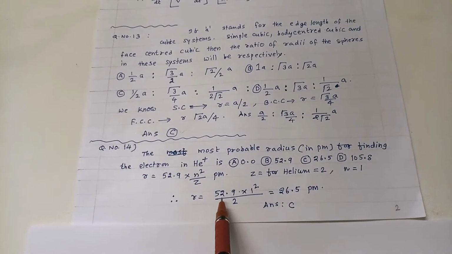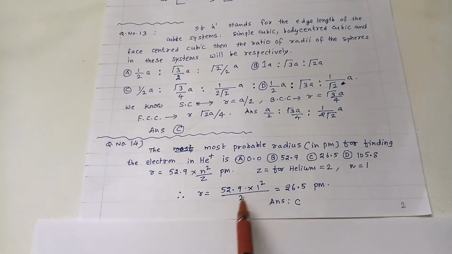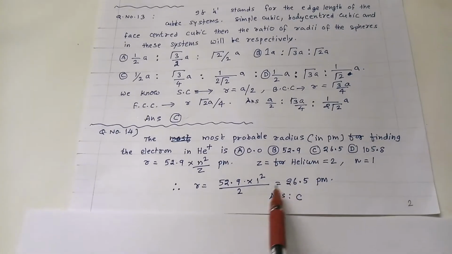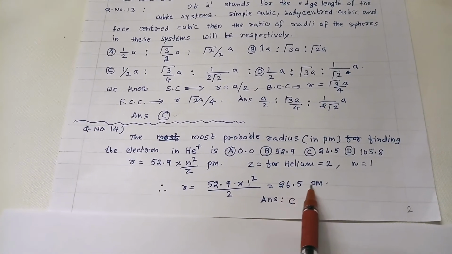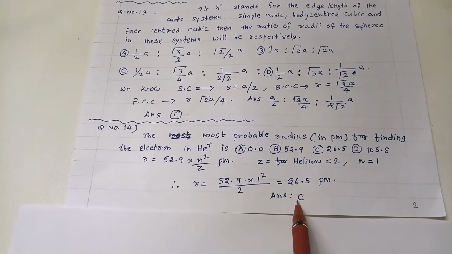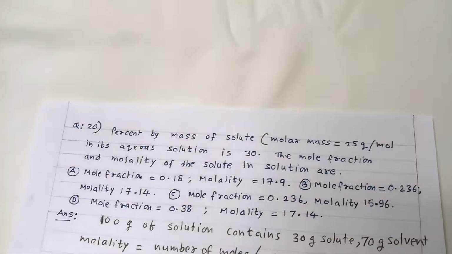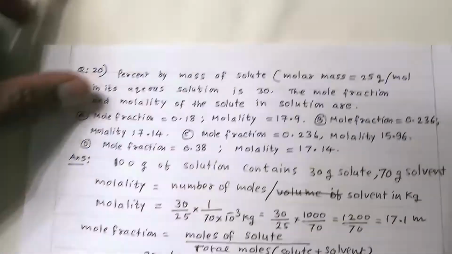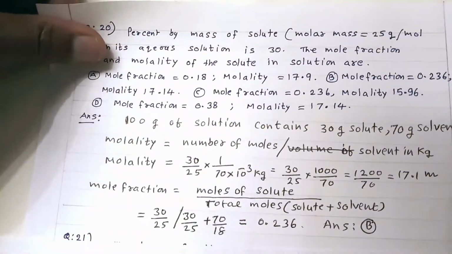r is equal to 52.9 into 1 square by 2. So this is coming 26.5 picometer. So the answer is C. So this is actually an easy question only. So next we will go to question number 20.